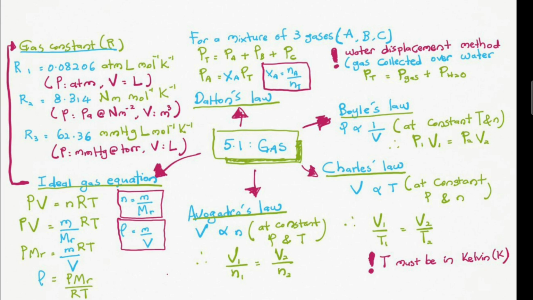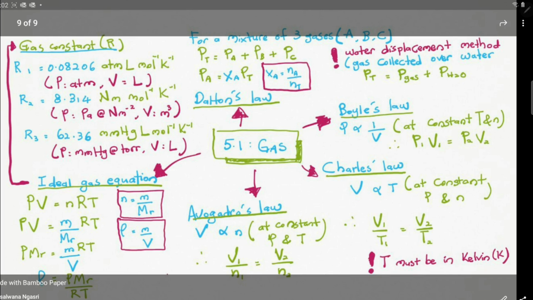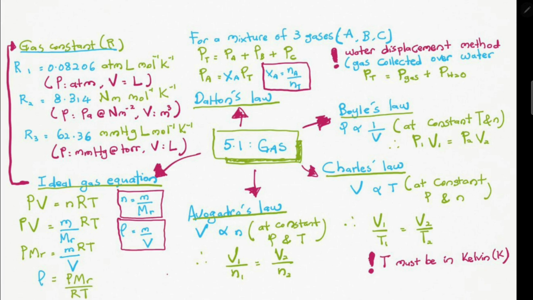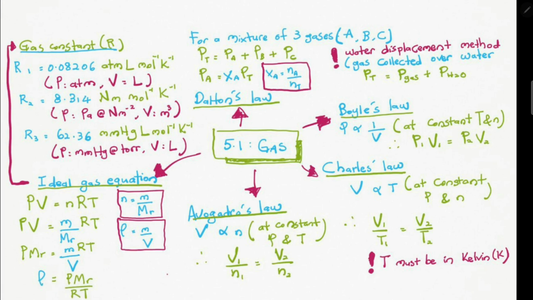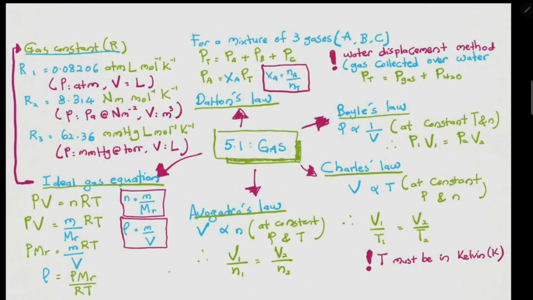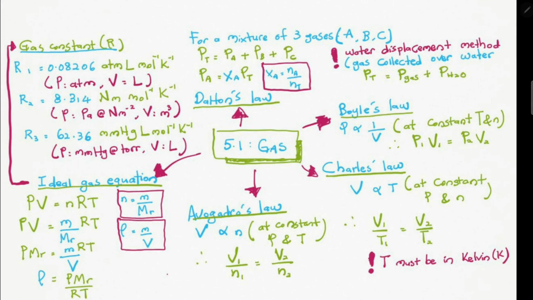In this video I want to summarize gas laws. In subtopic 5.1 we learn about Boyle's law. Boyle's law is the relationship between pressure and volume. Pressure is inversely proportional to the volume at constant temperature and number of moles. The formula used for Boyle's law is P1V1 equals P2V2.